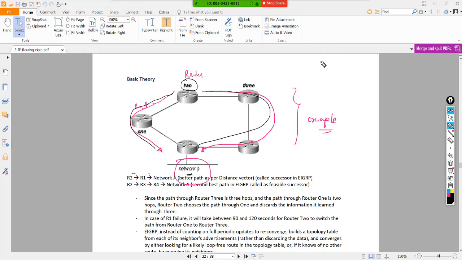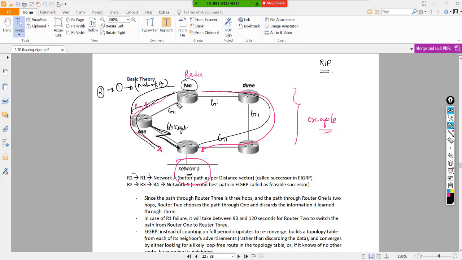Now let's say in case of RIP, it would have taken this path. That is router 2 sending to router 1, and then router 1 sending to the destination, which is network A. The reason is RIP learns based on hop counts. But the interesting thing here is, this is not a giga link. This is a serial link, which is 64 kbps bandwidth. Let's say the rest are all giga Ethernet.